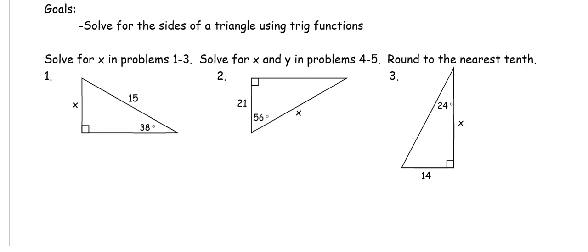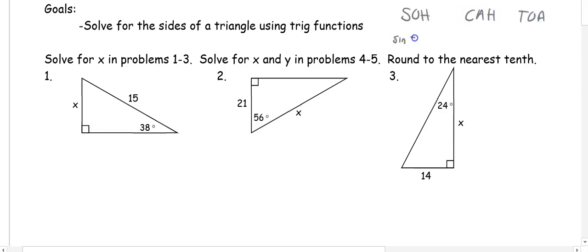This video is about solving for sides of a triangle using our trig functions. So remember, a mnemonic device that is helpful for solving using trig is SOH CAH TOA. In this, we remember that sine is equal to opposite over hypotenuse, cosine is equal to adjacent over hypotenuse, and tangent is equal to opposite over adjacent.